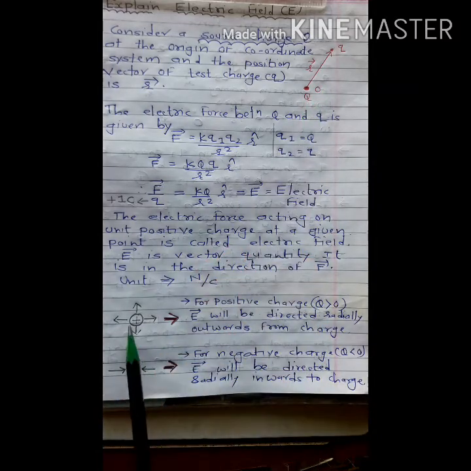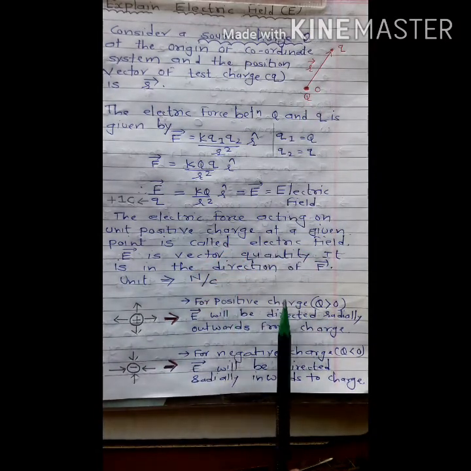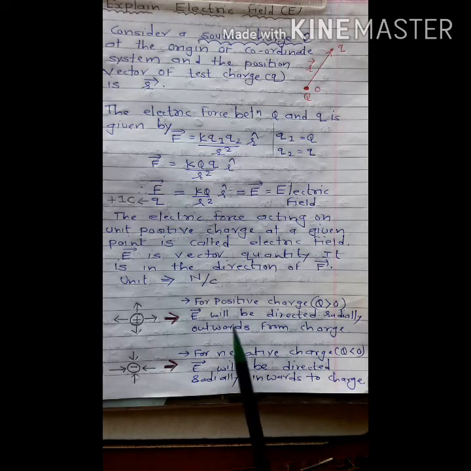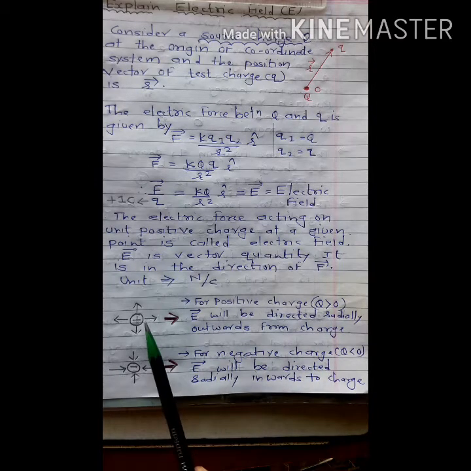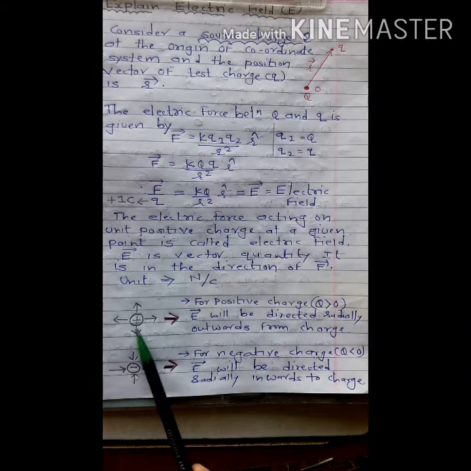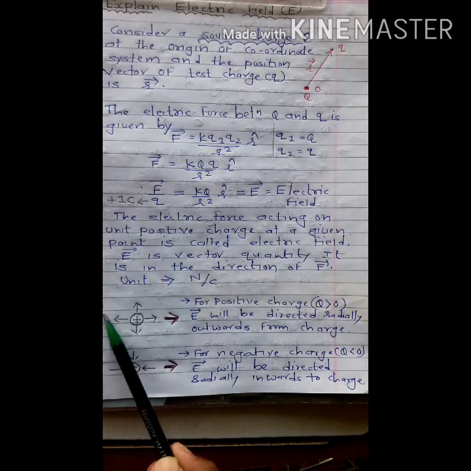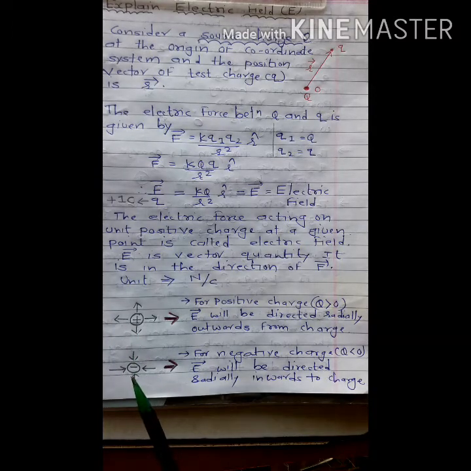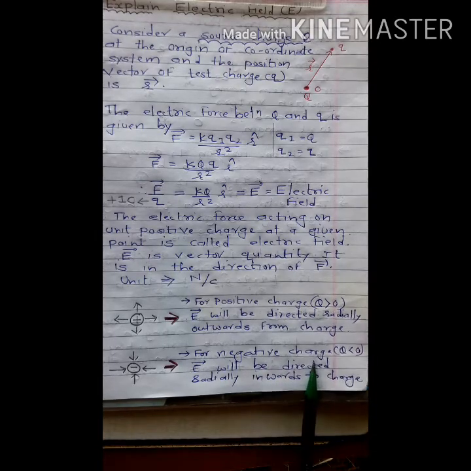So suppose capital Q is positive. So for positive charge, means q greater than 0, electric field will be directed radially outwards from the charge. See this arrow very carefully. Here we consider electric field vectors directed radially outwards. And suppose we have a negative source charge. So for negative charge, q less than 0, electric field vectors will be directed radially inwards to the charge.